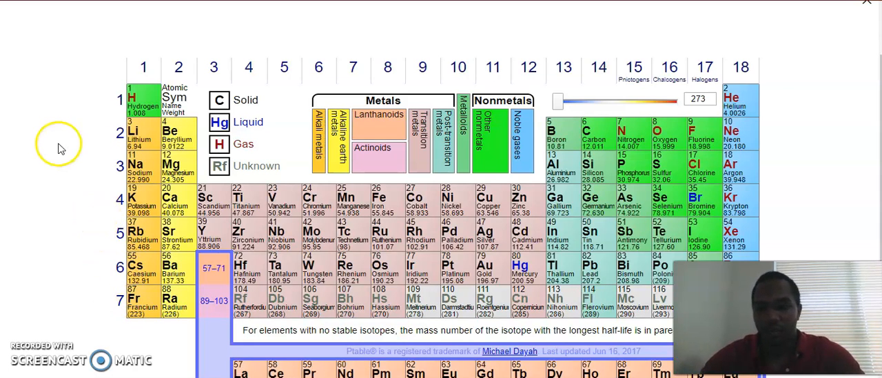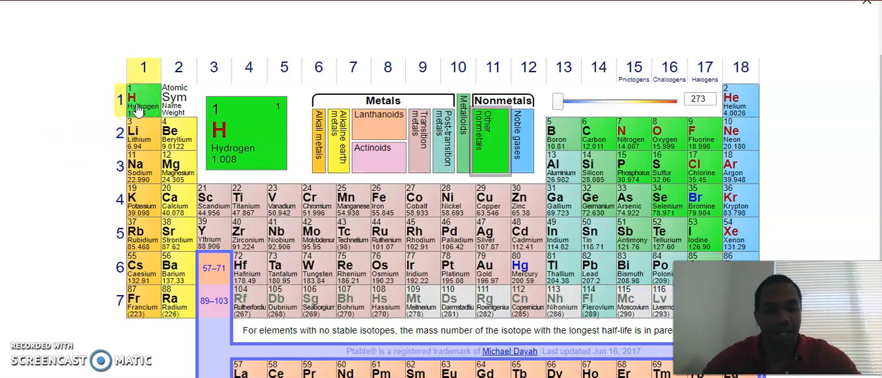Finally, remember that protons are equal to electrons. What that means is all the atoms on the periodic table are neutral. Hydrogen has 1 proton and it also has 1 electron. Carbon has 6 protons and 6 electrons, and so on and so forth. So all the elements on the periodic table have the same number of protons and electrons.